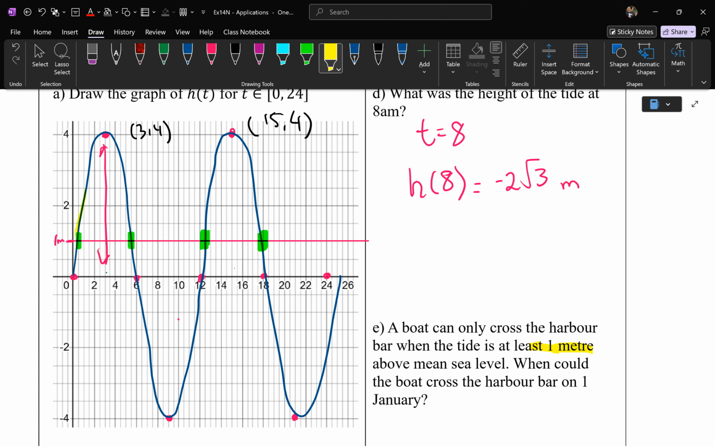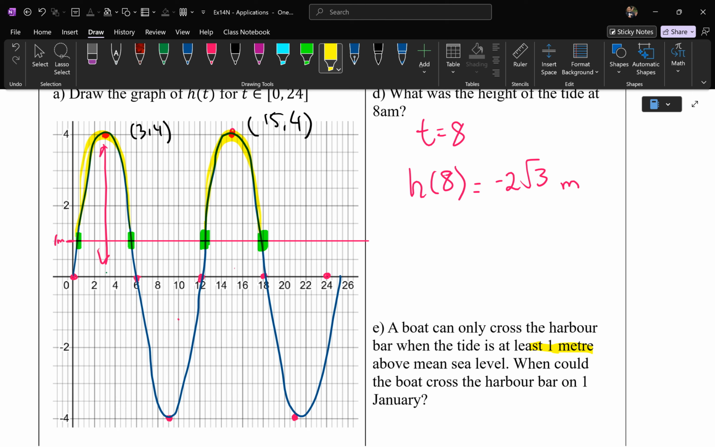And what region do you want? You want at least 1. So you're looking for this top half and this top half. There you go, those are the two regions. And then you've got to find out the times. At what times will that occur? See if you can do it on your CAS. Let's go.